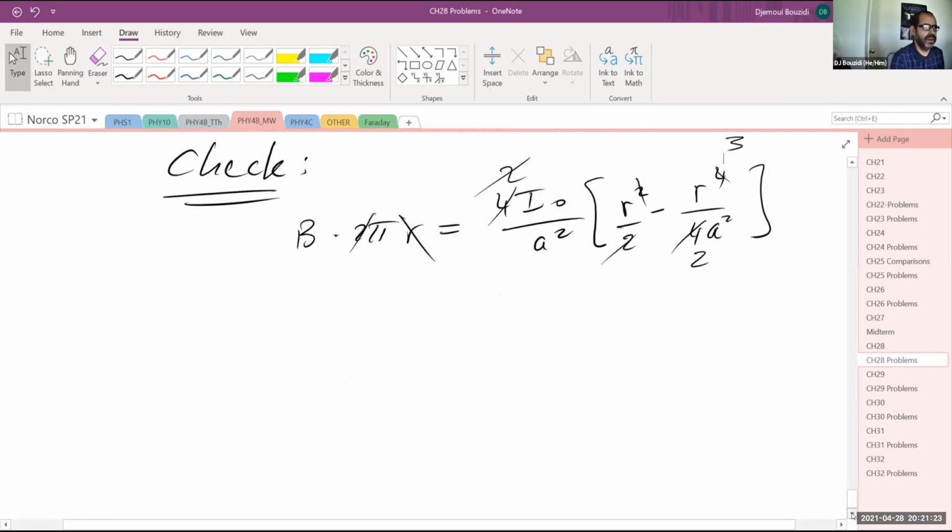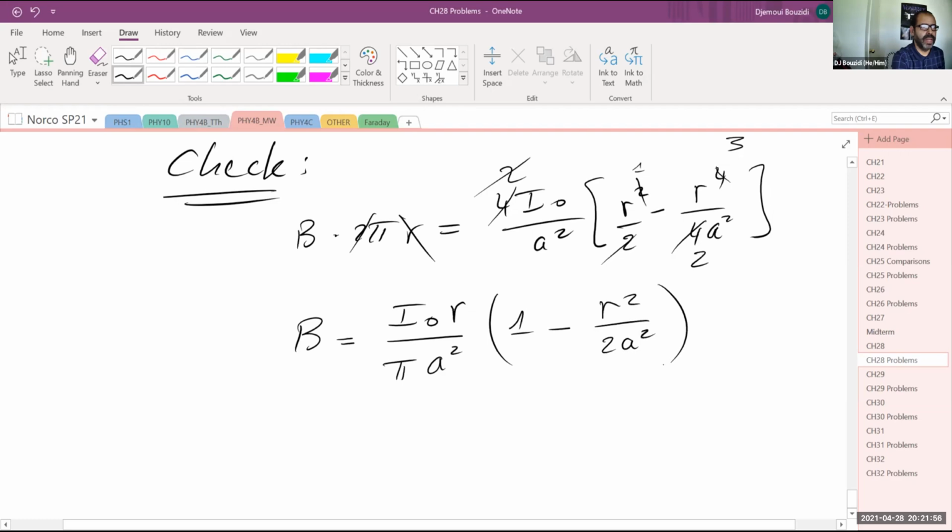So the final expression in here for B is going to be equal to, first of all, I'm left with an I naught in the numerator divided by pi times A squared. And I have an R in here that I'm going to pull out, times open parentheses. I'll be left with 1 minus, I had an R cubed, since I took another R out, I'm left with R squared over 2A squared. And this is the expression of the magnetic field inside that cylinder at any distance from the center.